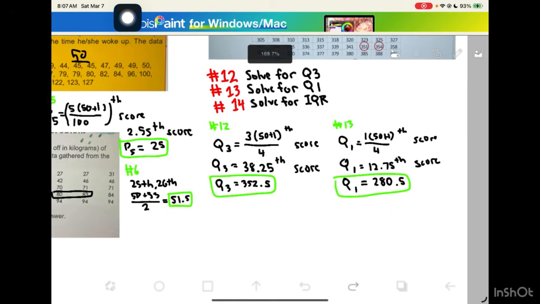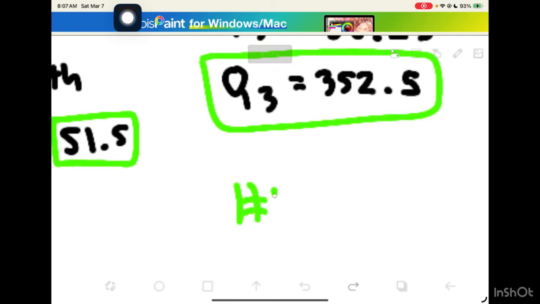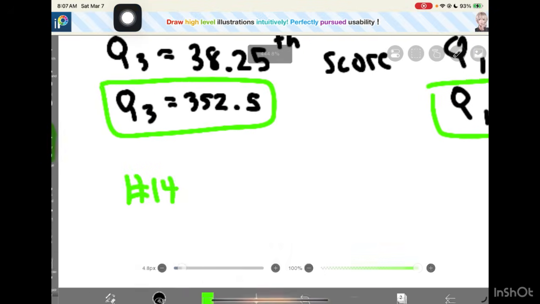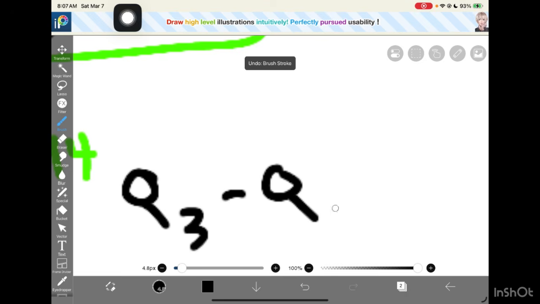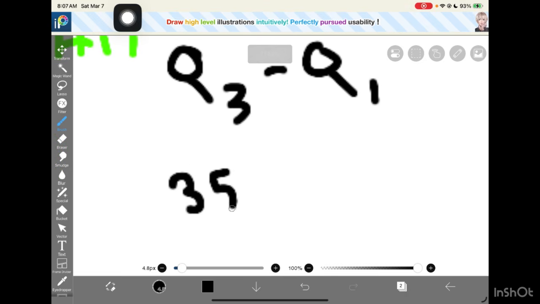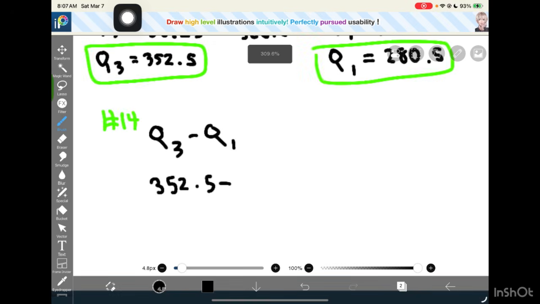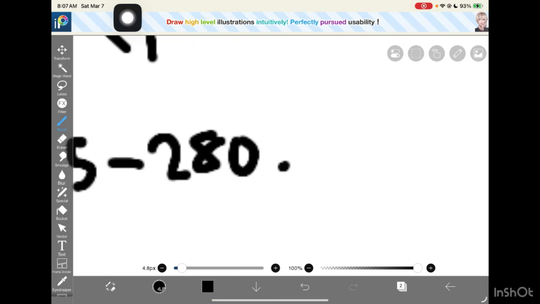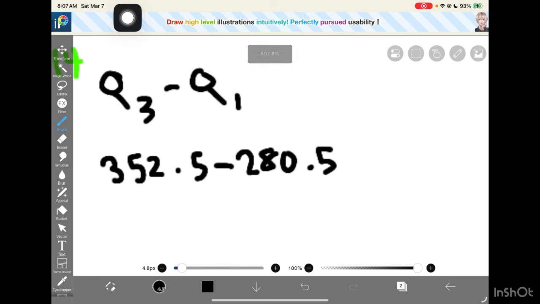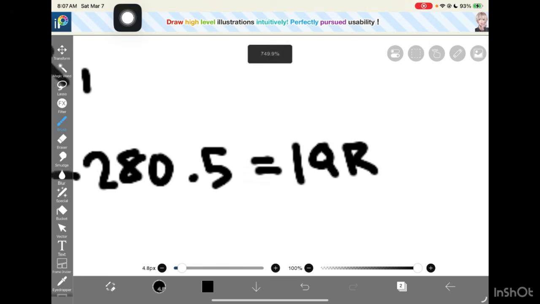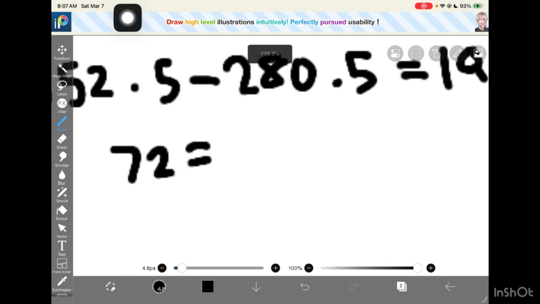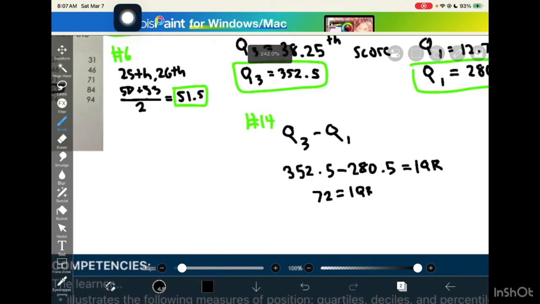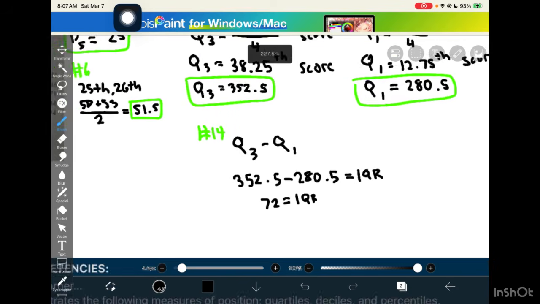Now number 14, to solve the interquartile range, we substitute Q3 minus Q1. So we have 352.5 minus 280.5 is equal to the IQR. Therefore, our IQR is equal to 72, which means 50% of the data set has a spread of 72 points.